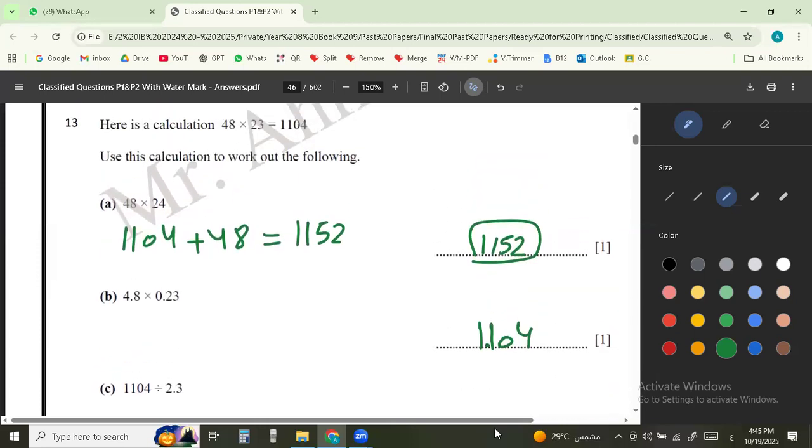Here it says 1,104 divided by 2.3. We agreed before that we cannot divide if the divisor has a decimal. I'm going to multiply by 10: 23 multiplied by 10, and 1,104 becomes 11,040. I know that 1,104 divided by 23 is 48. Yes. But that's not 1,104, that's 11,040. There is one more zero. So just put the 0. It's the same. So 480.